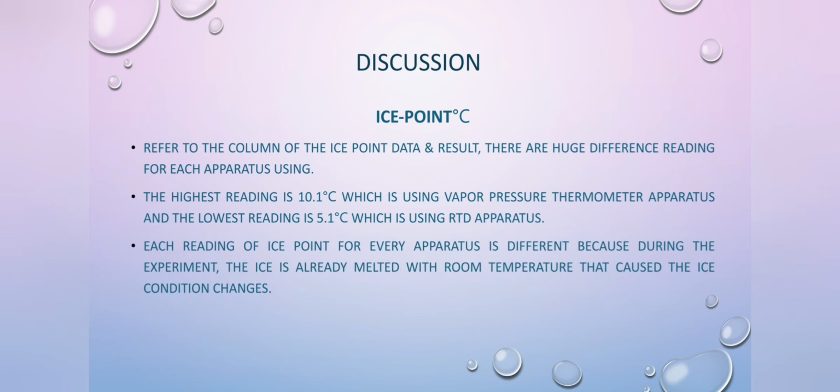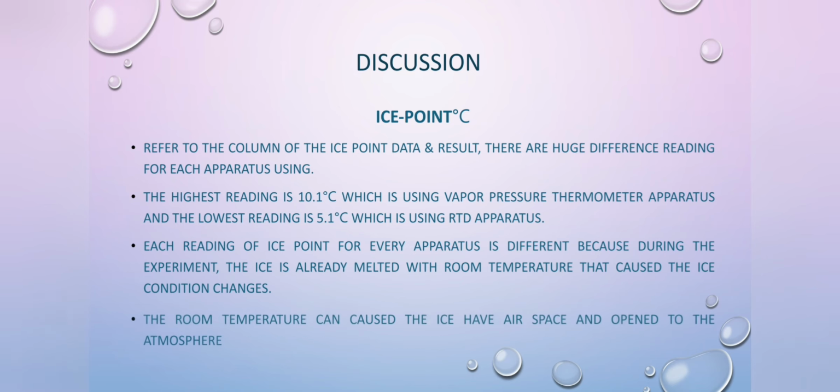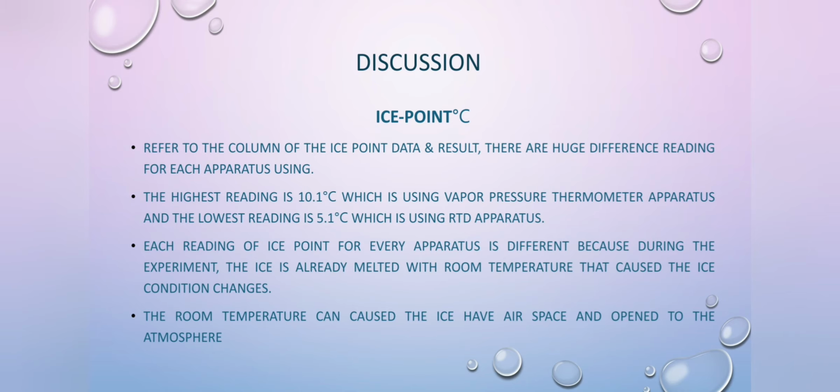The ice point reading for each apparatus is different because during the experiment, the ice had already melted with the room temperature, which caused the ice condition to change. The room temperature can cause the ice to have spaces and be open to the atmosphere.